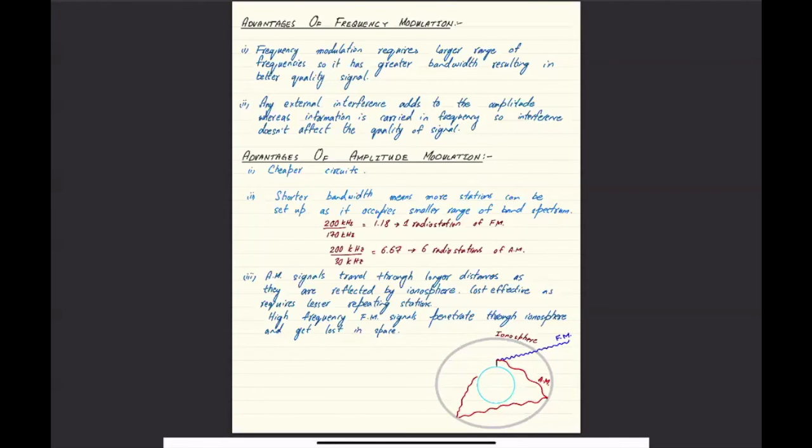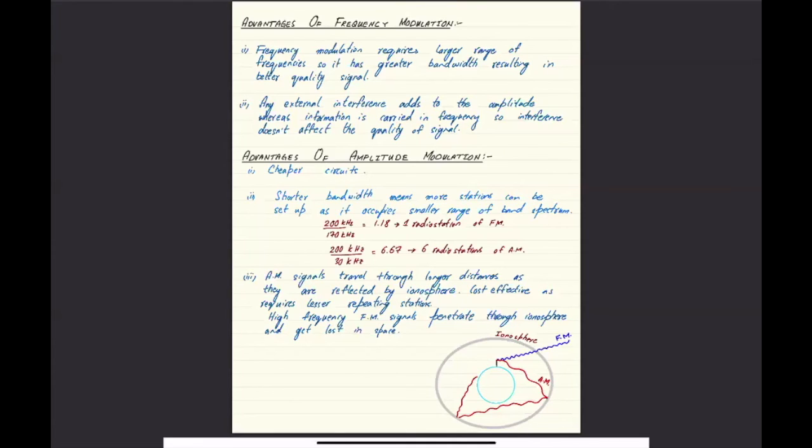So if its bandwidth is bigger, then it has more range of frequencies. And something that works with more range of frequencies should be able to produce better quality of signal because musical instruments have range of frequencies. So having a larger bandwidth is an advantage for frequency modulation because it works with a larger range of frequencies, and hence it can produce sound signals with a larger range of frequencies as well, and hence it gives you a better quality of sound.